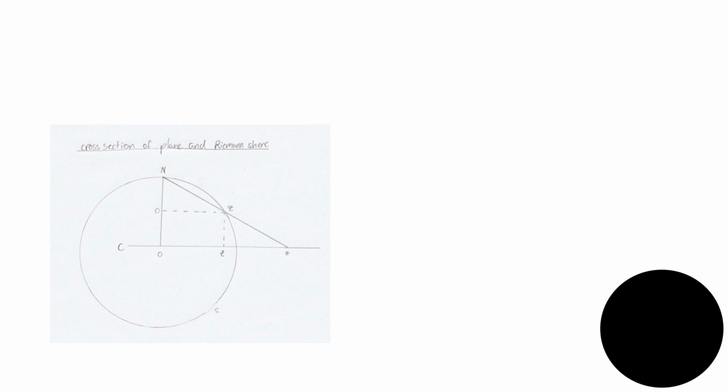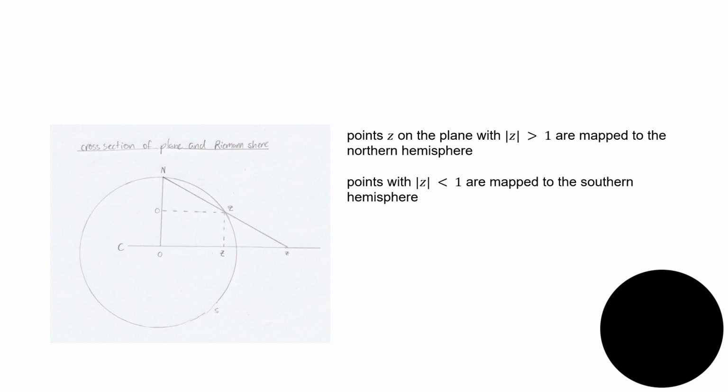Mathematically, this is better defined as points z on the plane with the magnitude of z being greater than 1 mapped to the northern hemisphere. Points with the magnitude of z being less than 1 are mapped to the southern hemisphere. And points on the unit circle in the plane stay where they are.